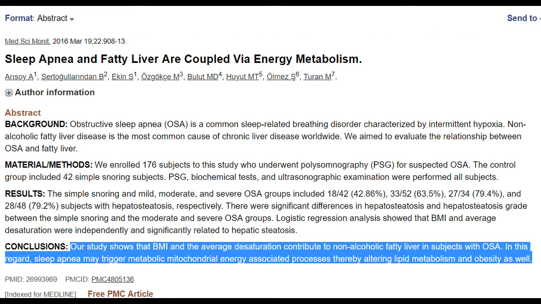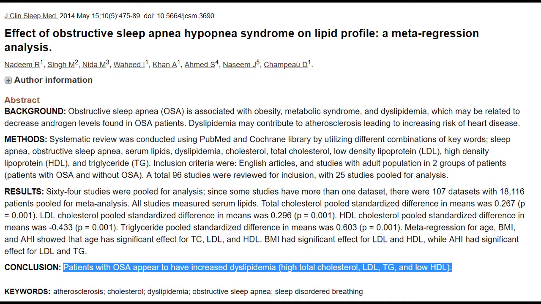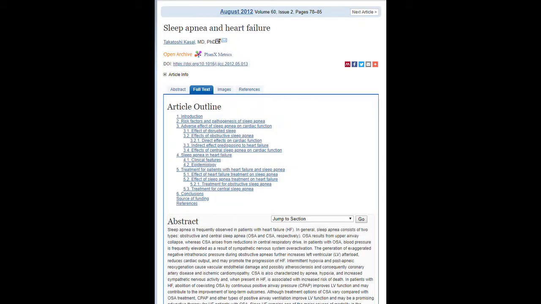Sleep apnea and fatty liver. Study shows that BMI and the average desaturation contribute to non-alcoholic fatty liver in subjects with obstructive sleep apnea. In this regard, sleep apnea may trigger metabolic mitochondrial energy associated process, thereby altering lipid metabolism. Obstructive sleep apnea and lipid profile. So they're talking about high total cholesterol, because clearly becoming overweight and obese is related to higher total cholesterol, and these are also related with sleep apnea. So you don't just get one problem, you get multiple problems with either being overweight, out of condition, or obese.